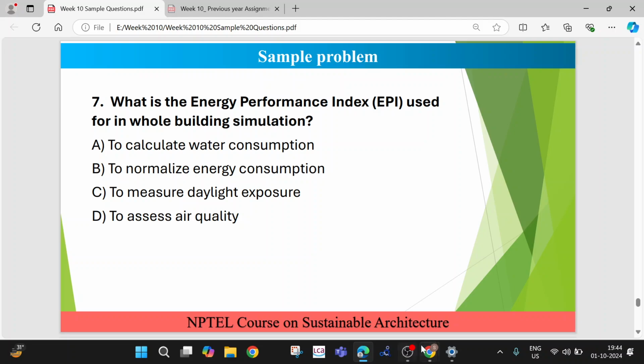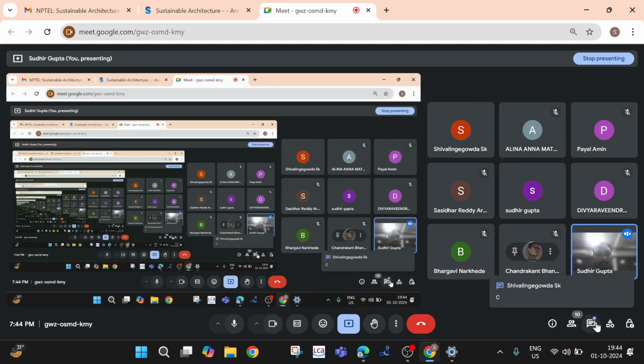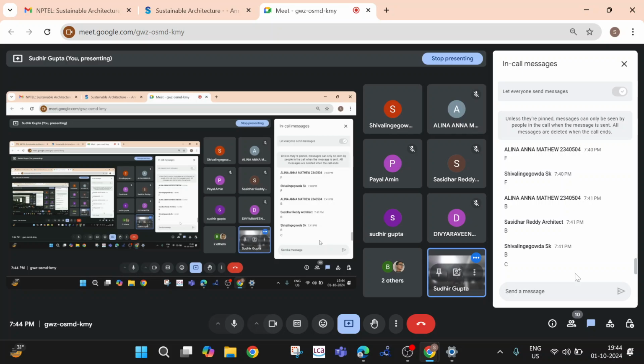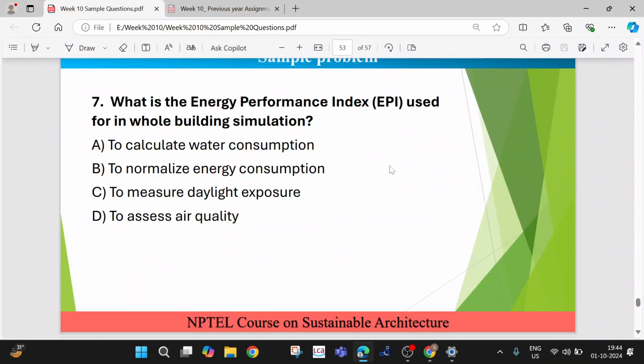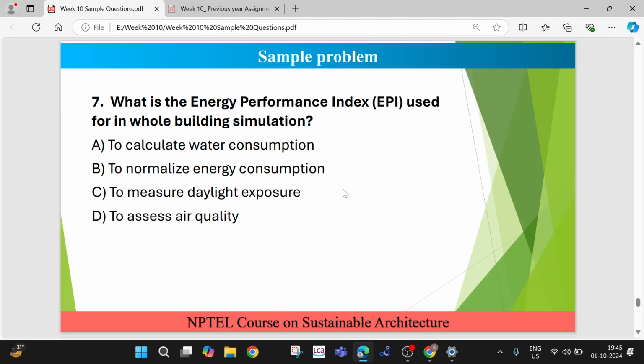So for this question number 7, B is the right answer. How many of you have answered it correctly? Earlier in the previous question also I was discussing this EPI. It is referring to the normalized energy consumption. It is not talking about the water consumption, neither is it talking about the daylight exposure. Because if you talk about its unit, you will see EPI is written as kilowatt hour per year per meter square. Am I correct?